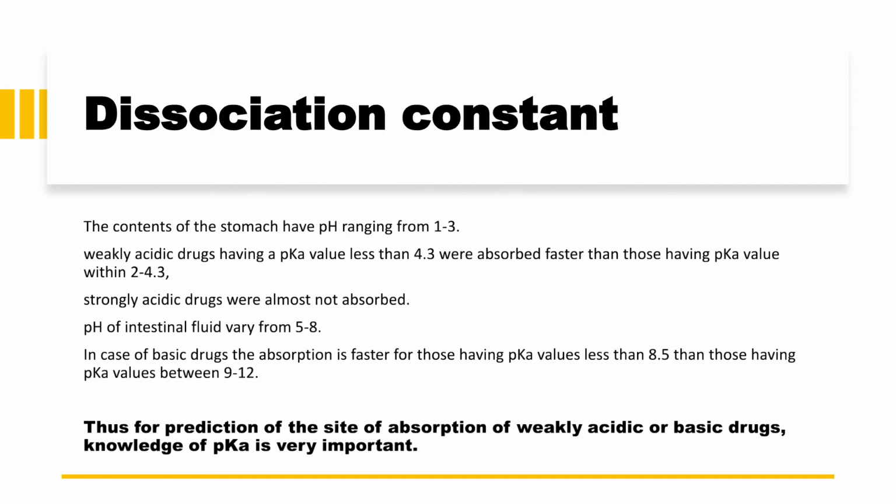Similarly, the pH of the intestinal fluid varies from 5 to 8. In the case of basic drugs, the absorption is faster for those having a pKa value less than 8.5 than those having pKa values between 9 and 12. So, strongly basic drugs will not be absorbed. The weakly basic drug will be absorbed. Thus, for the prediction of the site of absorption of weakly acidic or basic drugs, knowledge of pKa is very important. This is why there is a requirement to understand and calculate the dissociation constant for any weakly acidic or basic drug to understand the site of absorption.